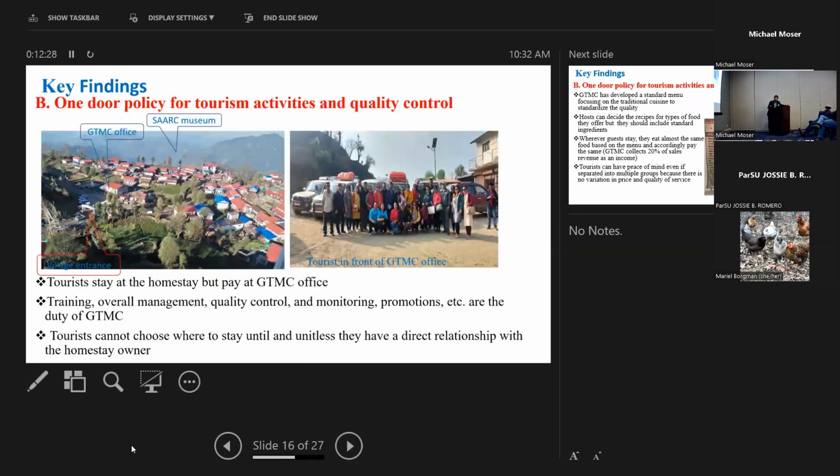They also have a one-door tourism policy. Since tourists cannot decide where to stay, when they arrive at the village entrance, they go to the GTMC office first. Then the GTMC decides where the tourists will stay, and they send the tourists to the homestay.